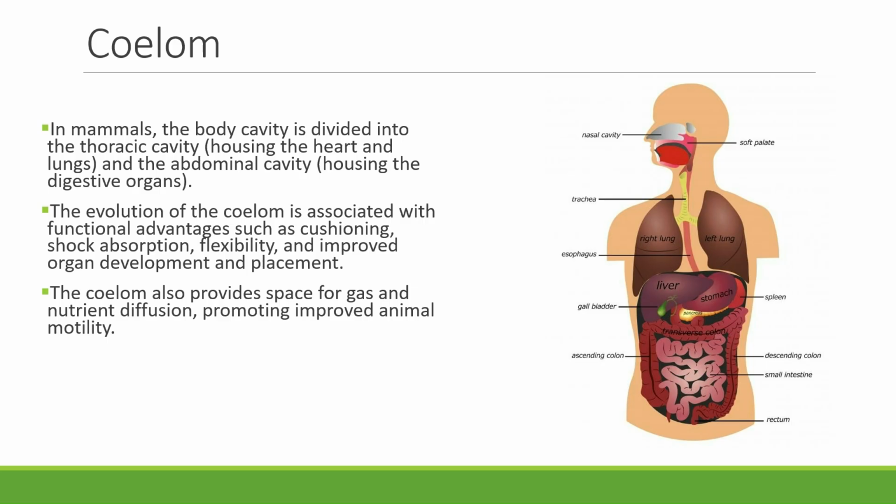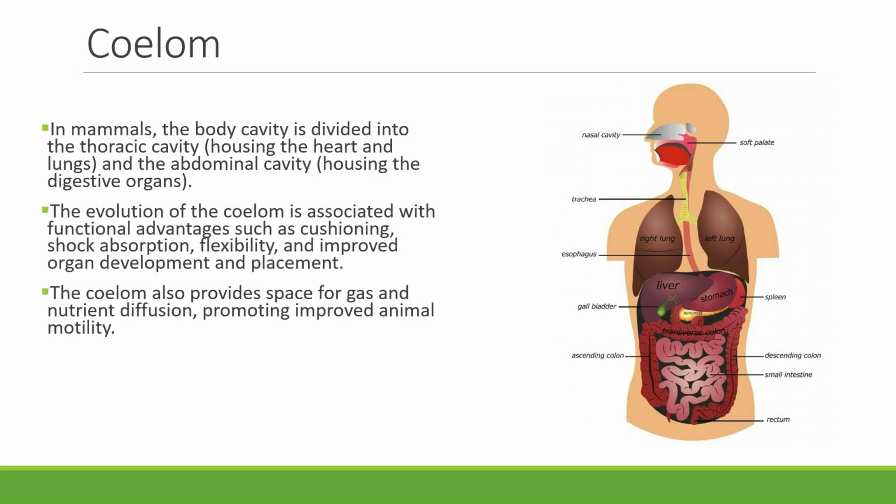The diagram on this slide illustrates exactly how the coelom divides the body into functional compartments. In mammals, the cavity separates into a thoracic region. This encloses the heart and the lungs, and an abdominal region that houses the digestive organs. The fluid inside these compartments absorbs shocks and maintains a stable environment for the organs while the body moves. Because the space also allows gases and nutrients to diffuse freely between the tissues, it supports higher metabolic demands.